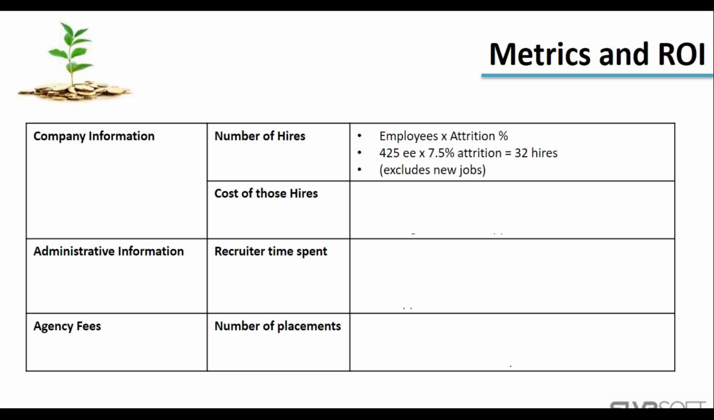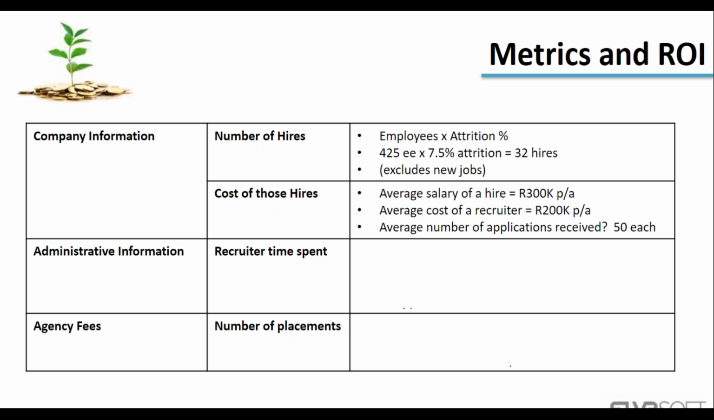And then the cost of the hires, this is where you need to look at the average salary of the hire. And I know this is really difficult because you have junior jobs and you have senior jobs, and they all have different salary ranges. But generally just take the mean average. So I've just taken a thumb suck and I've said, okay, fine, the average out of all of those 32 hires will be 300K per annum. Also look at the average cost of the recruiter. So what is the salary of this particular recruiter? And once again, those range, but you will be able to know that figure. And I've taken a figure of about 200K.